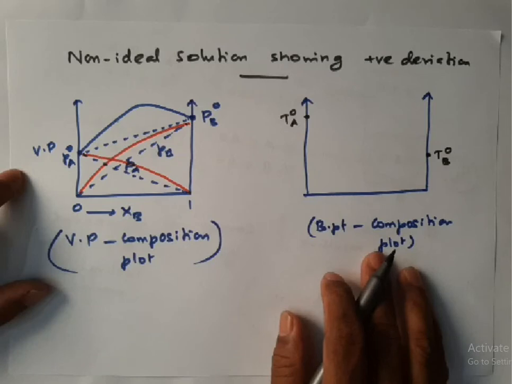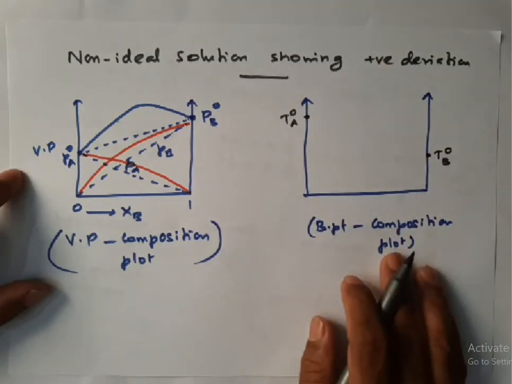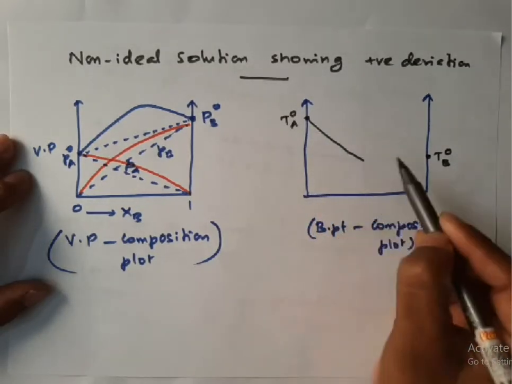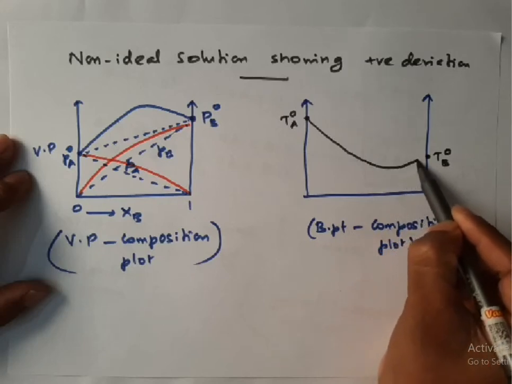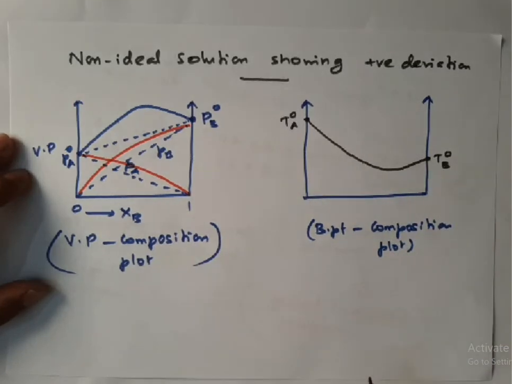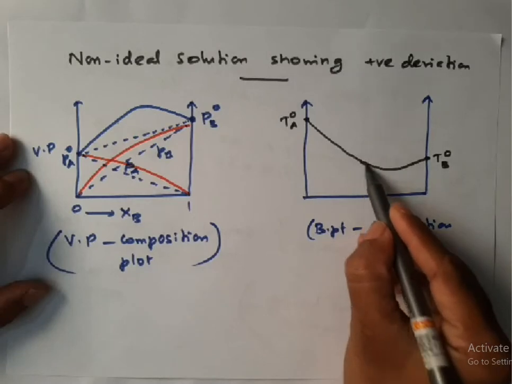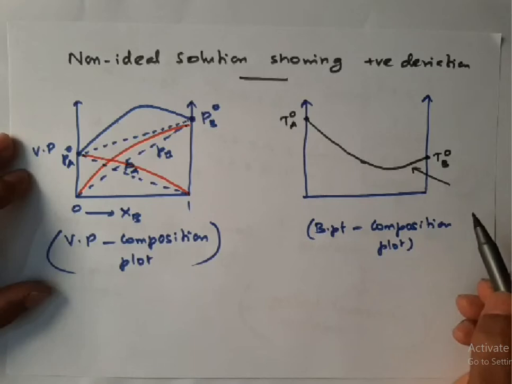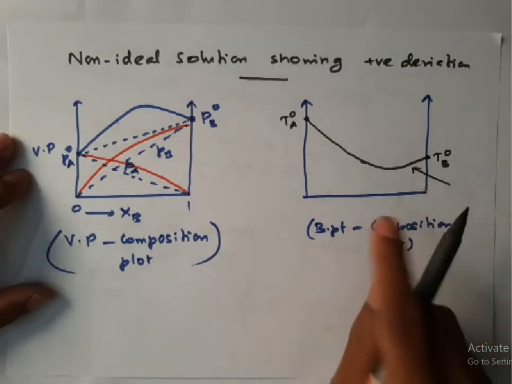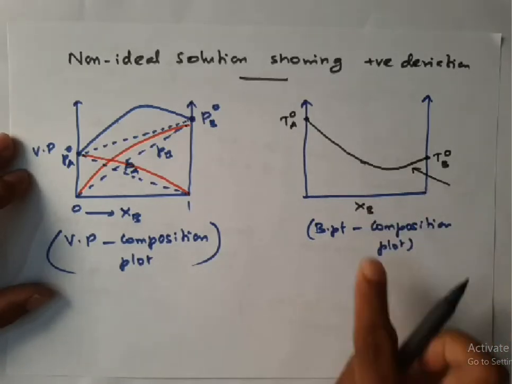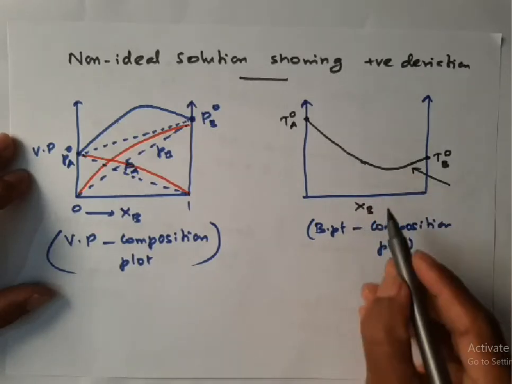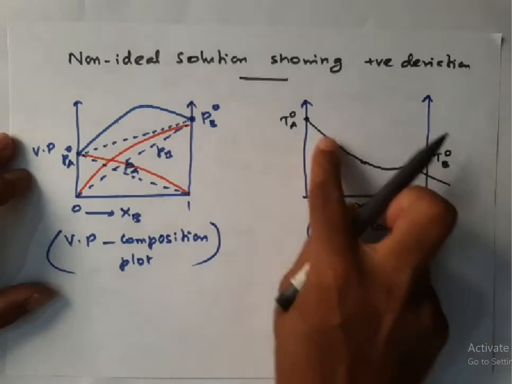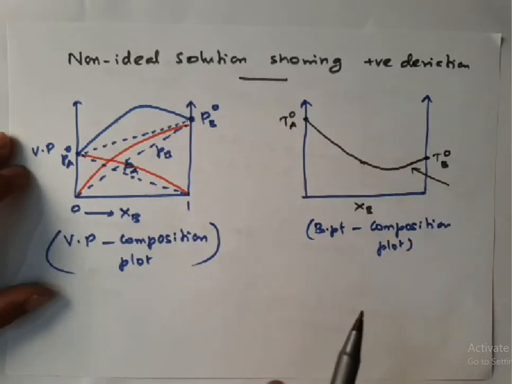For a solution showing positive deviation, you will get a curve that will appear like this. This black line gives you the mole fractions of B in the liquid phase. This curve gives you the mole fractions of B in the liquid phase.